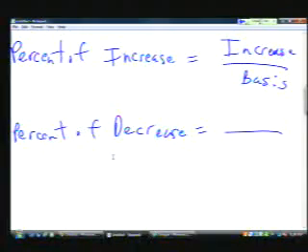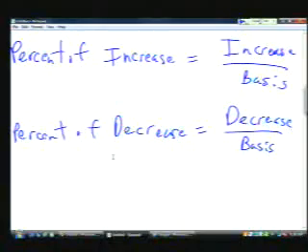And again, see, the percent of increase is the increase divided by the basis. And the percent of decrease... go ahead. It's the decrease over the basis. Very good. It's the decrease divided by the basis. So these two things, hopefully you have those written down.